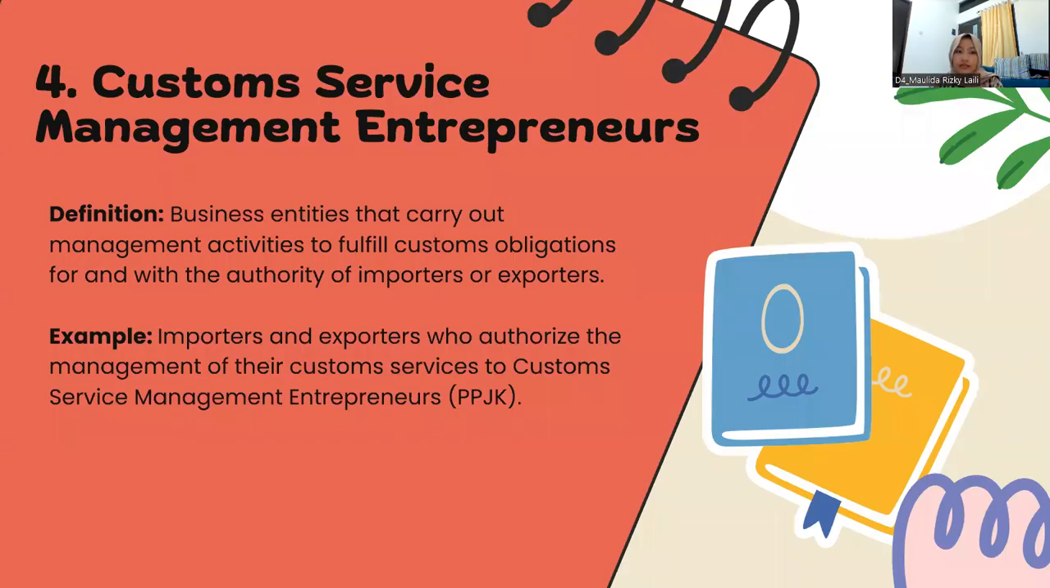And number four is Customs Service Management Entrepreneurs. The definition is business entities that carry out management activities to fulfill customs obligations for and with the authority of importers or exporters. An example sentence is, importers and exporters who authorize the management of their customs service to customs service management entrepreneurs or PPJK.